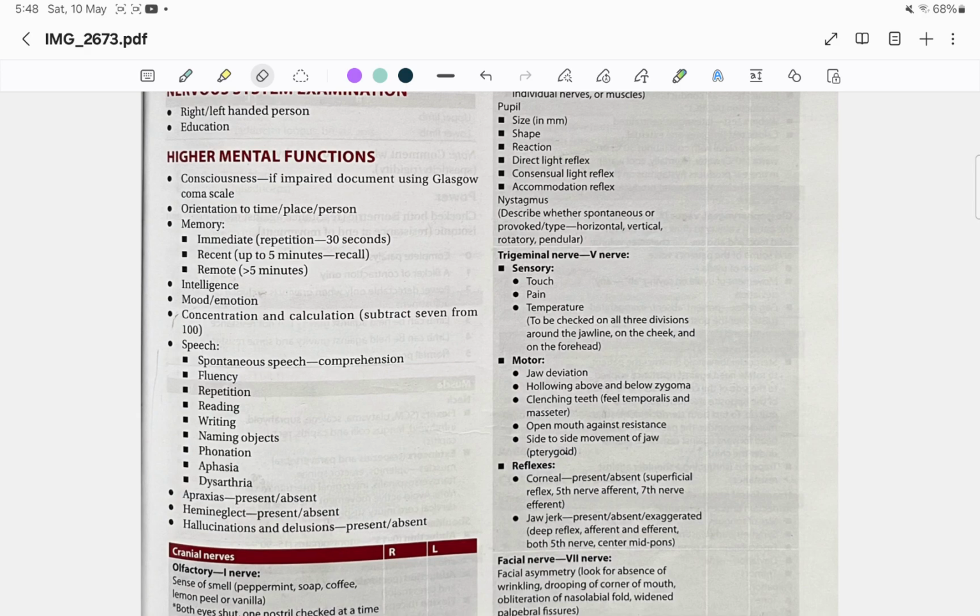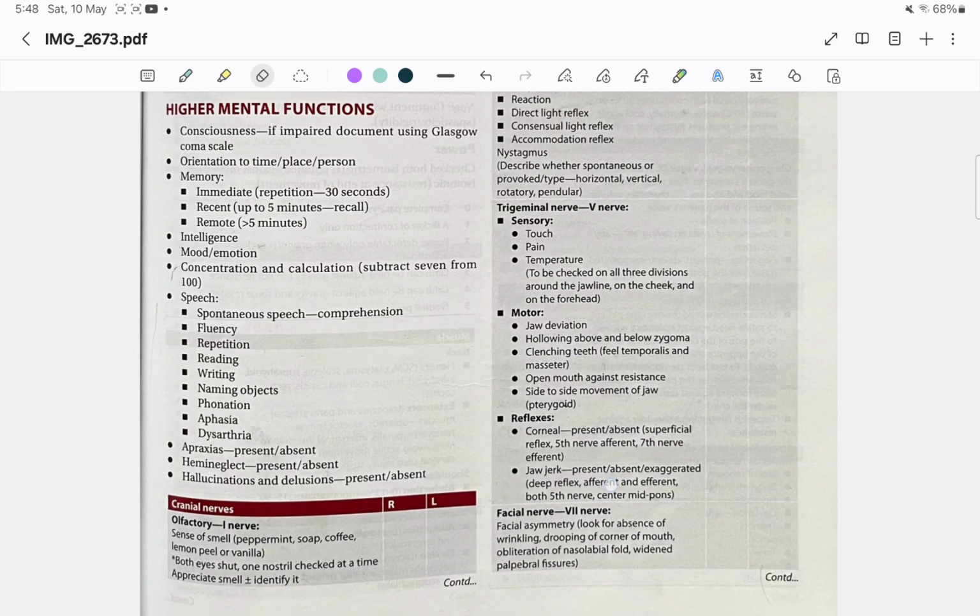Remote means the patient can recall past events. Recent means up to 5 minutes. For example, if you had asked some question 5 minutes back, the person can recall it. Then immediate memory: for example, you ask the patient to remember two things and ask after 30 seconds. This is immediate memory. And intelligence, mood and emotions: with these things you can assess consciousness, orientation, memory.